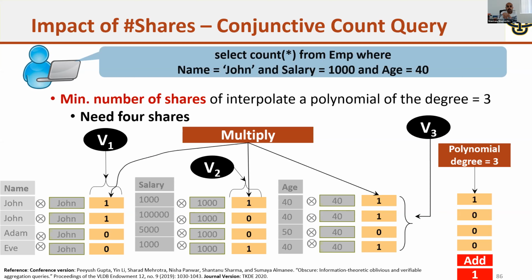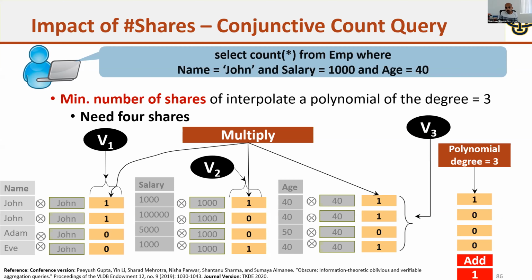Suppose the query is: count the number of employees whose name is John, salary equal to 1000 and age equal to 40. So here, I am having three predicates. Whenever I multiply three predicates, the degree will be 4, so I need at least 4 shares. Vector v1 is representing the string matching operation over the name John, v2 is showing for salary and v3 is showing for age. Now, if I have enough number of shares, I will multiply these vectors and add all the things, get the final answer and send it to the user.